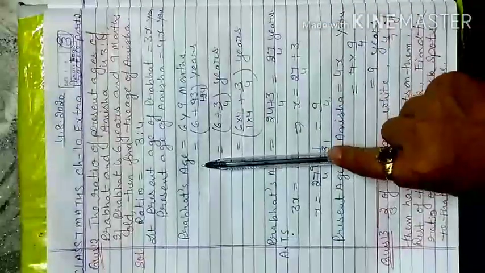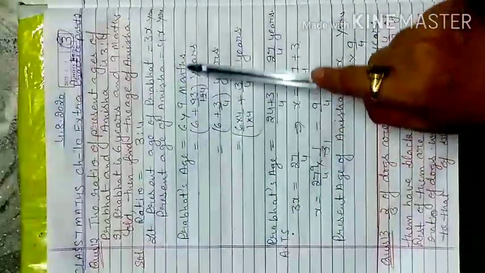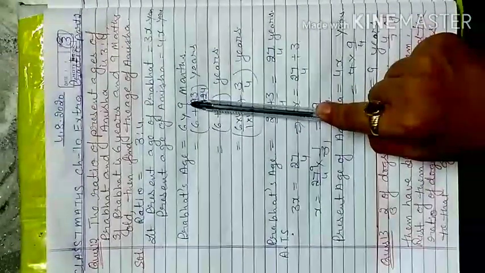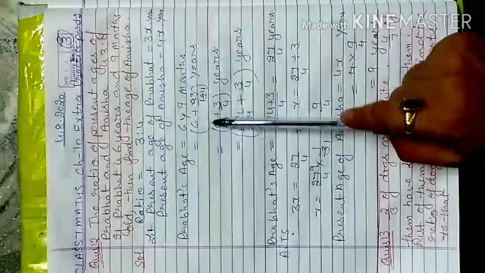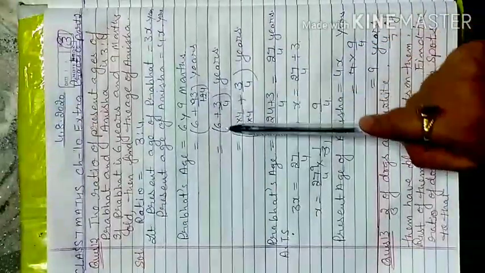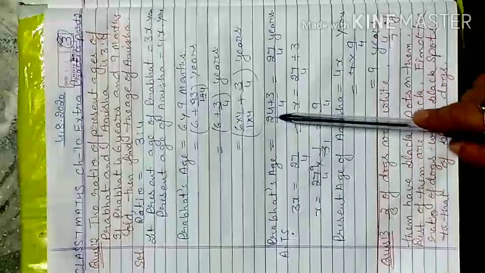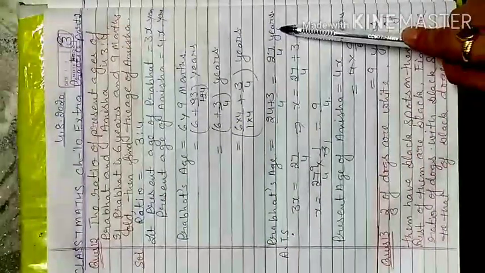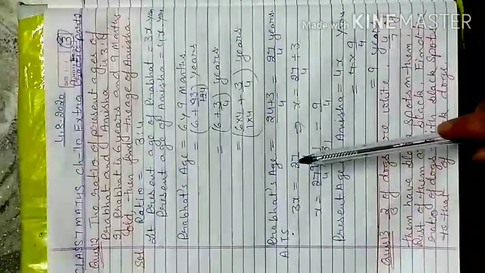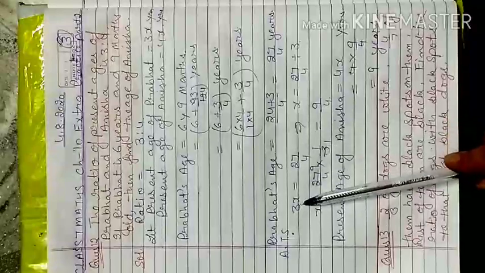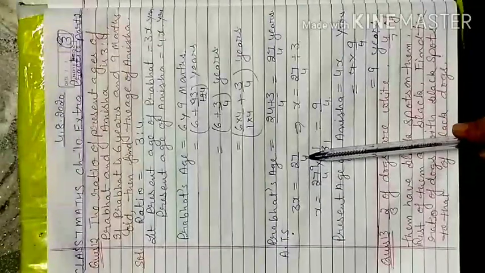But the actual age given of Prabhat is 6 years and 9 months. First we convert into proper years. When I convert 9 months into years, it is 9 by 12 years. I take years common: 3 3s are 9, 3 4s are 12. By taking LCM as 4, I got 24 plus 3 by 4, that is 27 by 4 years. That is Prabhat's age. But according to the ratio, that is 3x. Now when I compare, 3x is equal to 27 by 4.